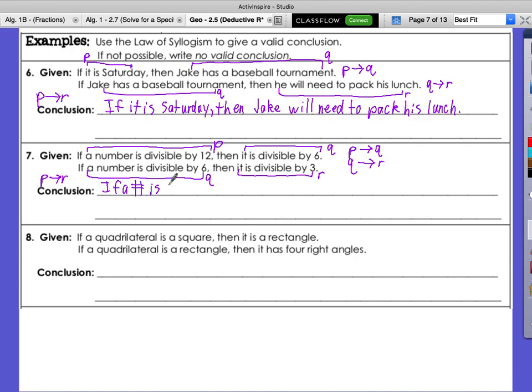Exactly right. If a number is divisible by 12, then it is divisible by 3. But is that right? Oh, you're right. The other way around would be true, but this way it is. I don't know why that didn't sound right. No, you're good. And according to the law of syllogism, we're able to make this conclusion.